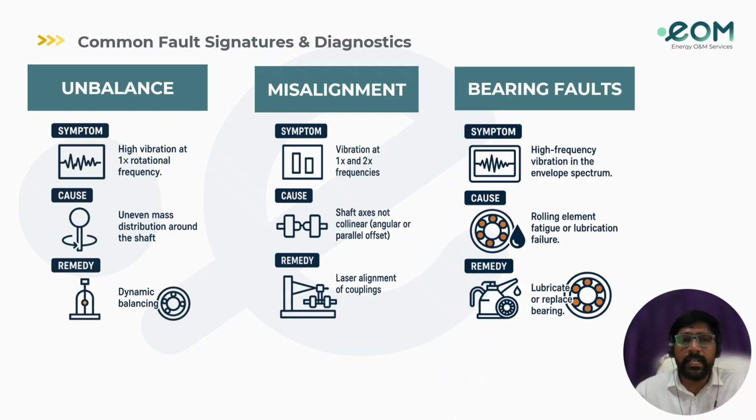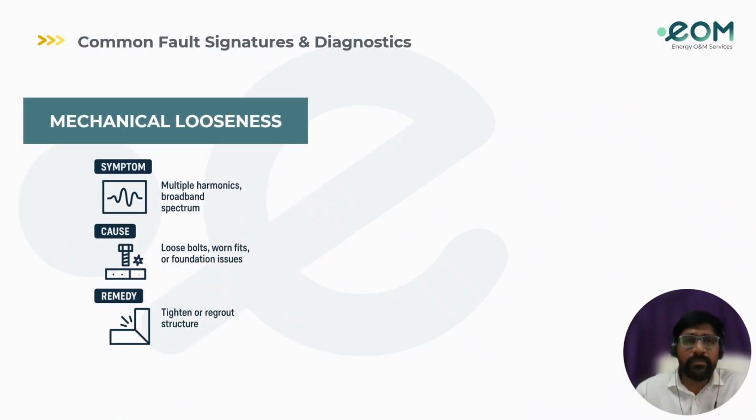And the third one is bearing faults, where high frequency vibration in the enveloped spectrum is observed, caused by rolling element fatigue or lubrication failure. And the solution is lubricating or replacing the bearings. And the next one is mechanical looseness, where multiple harmonics and a broadband spectrum can be observed, caused by loose bolts, worn fits or foundation issues. The simple solution is tightening or reworking the structure.